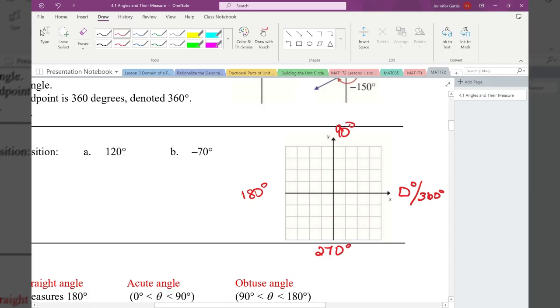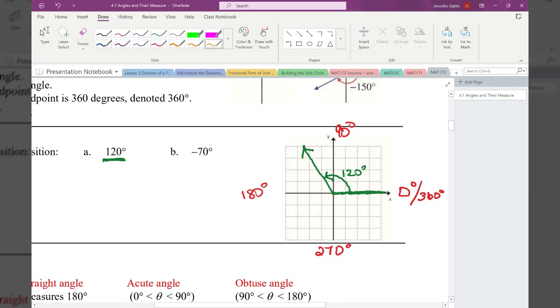So when we consider sketching an angle that is 120 degrees, that angle is going to have its initial side, because it's in standard position, along the x-axis. And then the terminal side is going to be right about in here. And we can consider that this is 120 degrees in standard position.